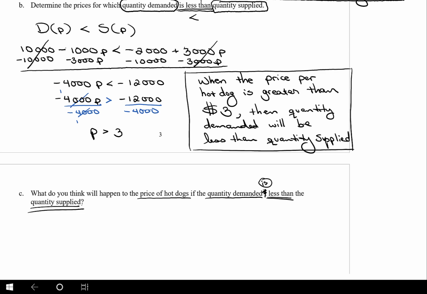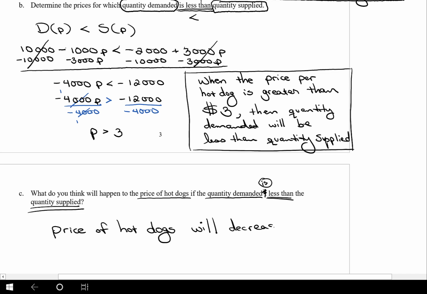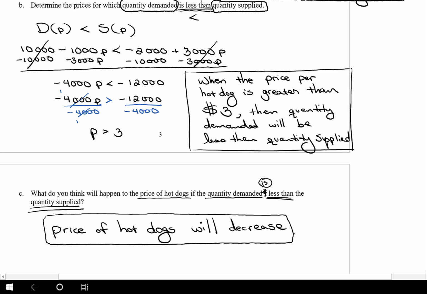Well, you know what I think will happen? I think that the price of hot dogs is going to have to go down. They're going to have to lower the price of hot dogs. So in other words, the price of hot dogs will decrease. Because people aren't buying the hot dogs, right? If the quantity demanded is less than the quantity supplied, then what's going to happen is you're going to have a lot of hot dogs left over that people aren't going to want to buy, and they're going to go bad. So you're going to have to lower the price, and that way more people will want to buy them, and you'll be able to sell them.